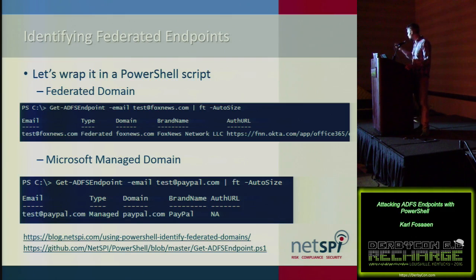So I actually do have a link for the PowerShell script as well as the blog about this, but basically you give it an email. You could just give it a domain. I'm probably going to change that because it's simpler. But it goes and does the submission for you, parses all that JSON and puts it out to a table. So in this case, we can see at Fox News they're using Okta as their IDP. We can see brand name, federation kind of info. PayPal, we can see it's managed.